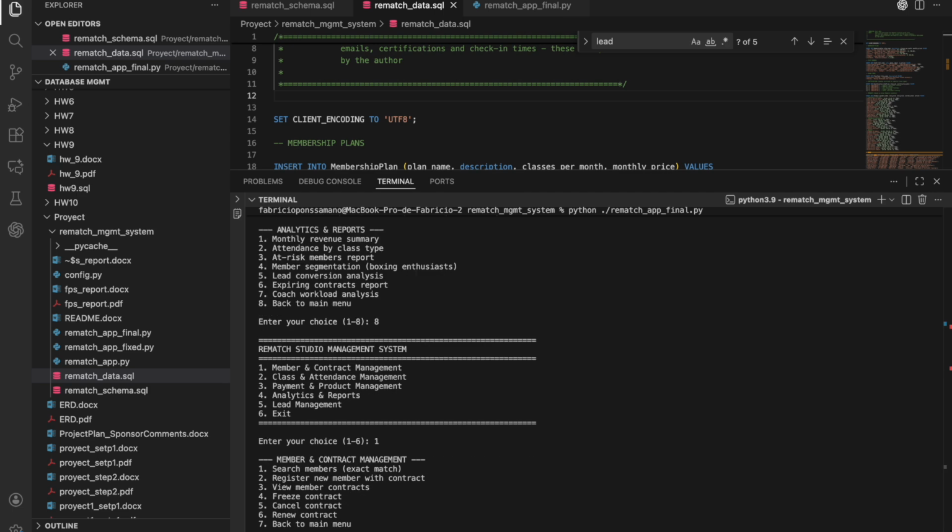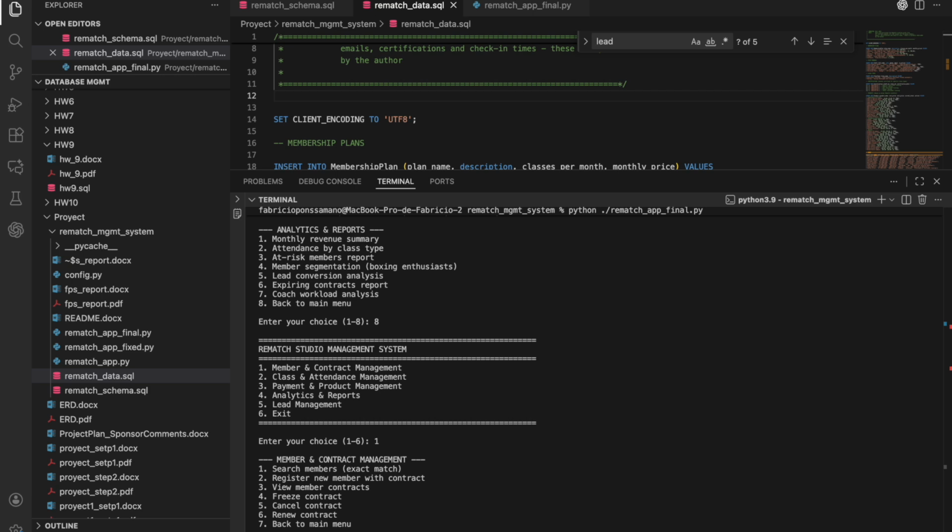That's on member and contract management, also managing the membership lifecycle, such as I said there, like freezing, canceling, or renewing an existing contract. Also, it's used to schedule class sessions and record attendance, which will be in section 2 on class and attendance.